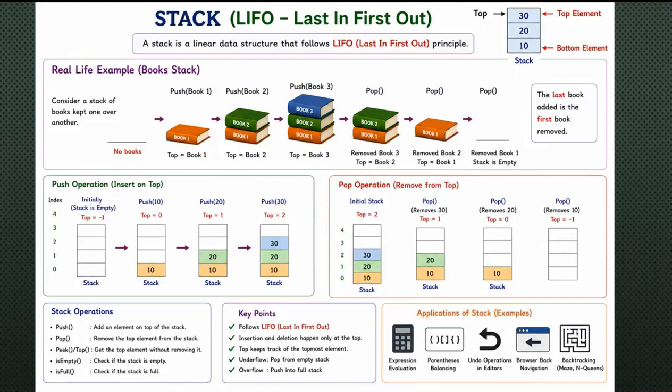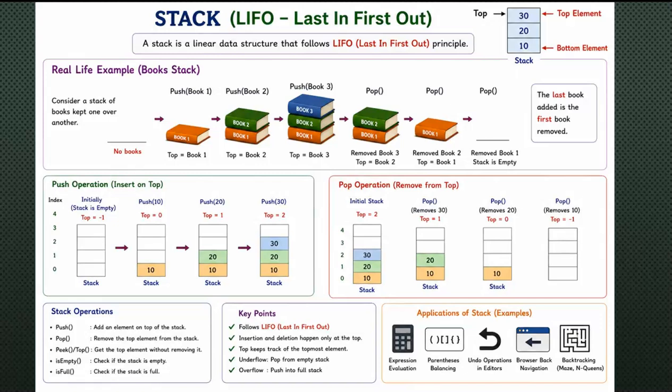You always place a new book on the top of the existing books. When you want one, you remove the topmost book first. You cannot remove a book in the middle without removing the ones above it. This is exactly how a stack works.